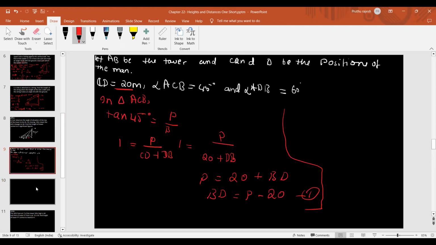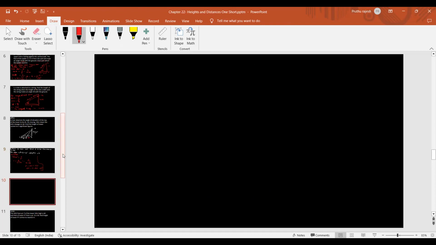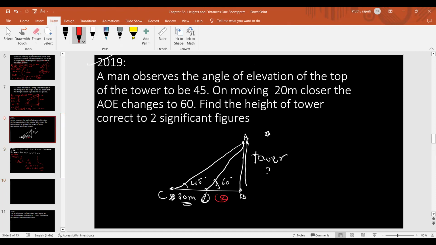So we found the BD value. Now we have to substitute the BD value in triangle ADB. So where is triangle ABD? ABD, this 60-degree triangle. In ADB, we have to substitute the value to figure the answer out.